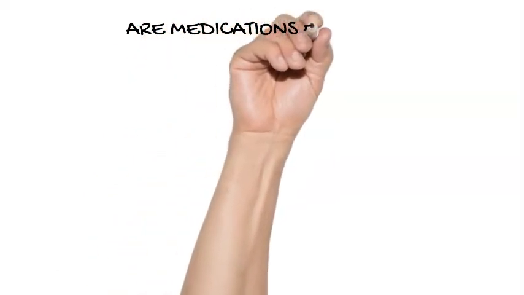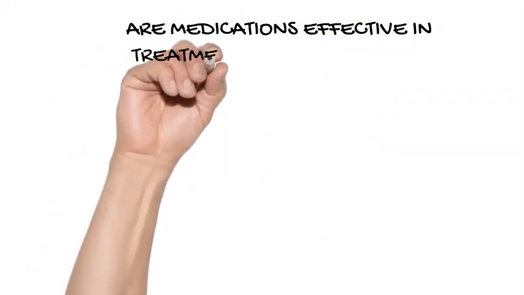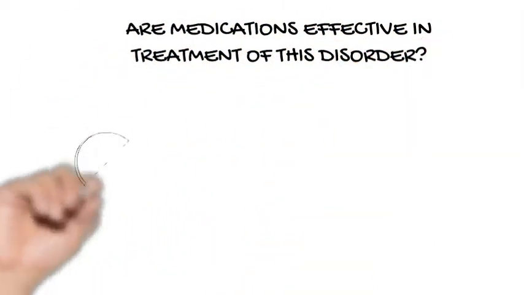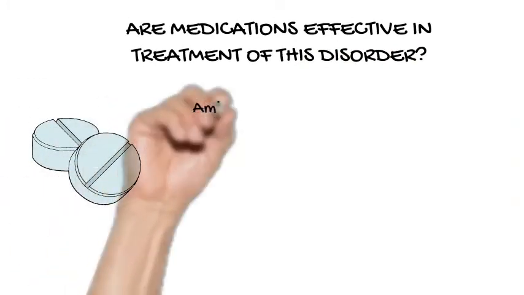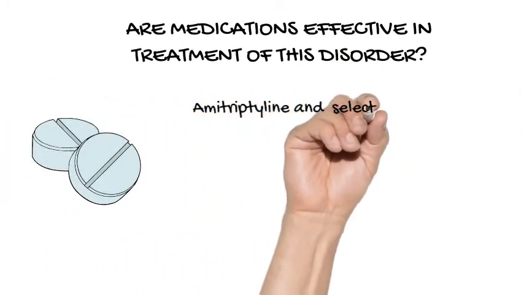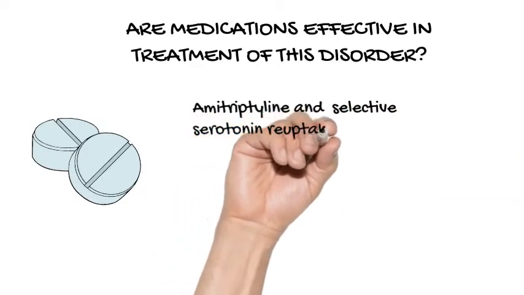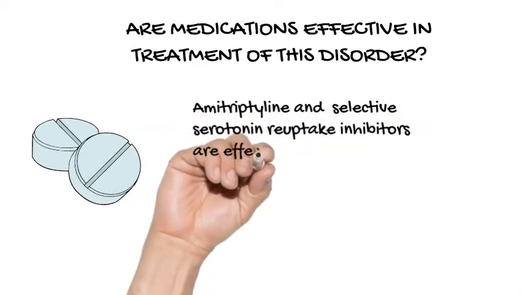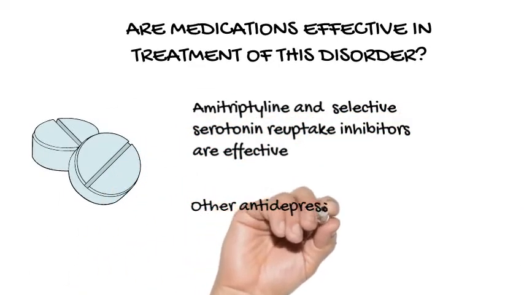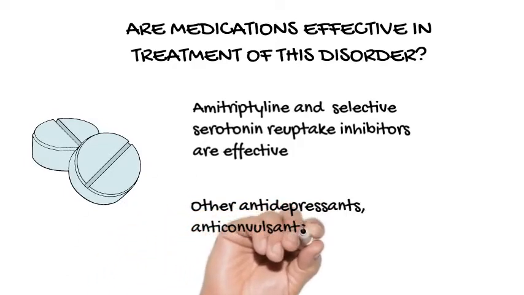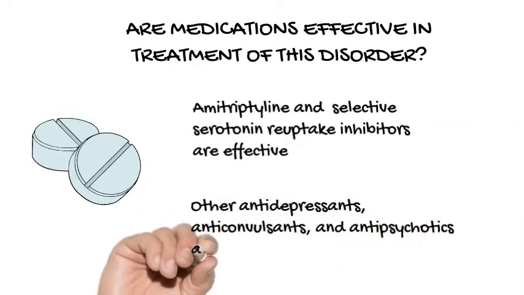Are medications effective in treatment of this disorder? Amitriptyline and selective serotonin reuptake inhibitors are effective pharmacologic treatments for somatic symptom disorder. Other antidepressants, anticonvulsants, and antipsychotics are ineffective for the treatment of somatic symptom disorder and should be avoided.